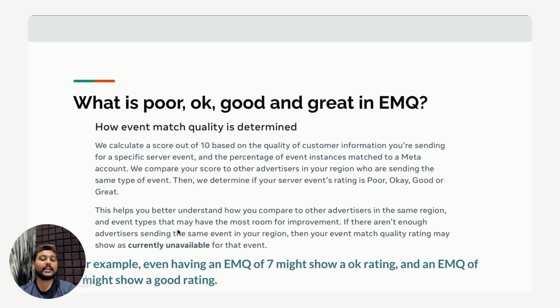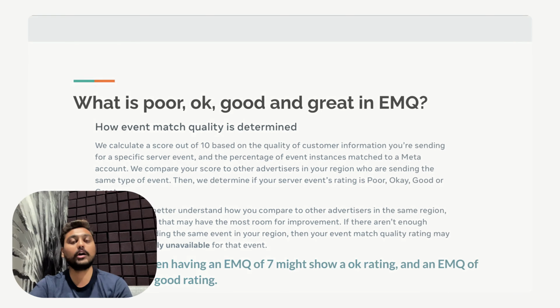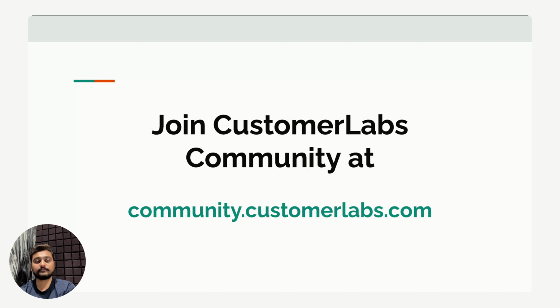This will help you understand the comparison with other advertisers in the same region who are sending a similar type of event. Therefore you will know what else you can do to improve your EMQ. So how will you improve your EMQ? Again, the same thing: you send all the customer parameters, improve your EMQ score, and that score will be compared and again graded. That's what is around poor, okay, good, and great in EMQ.